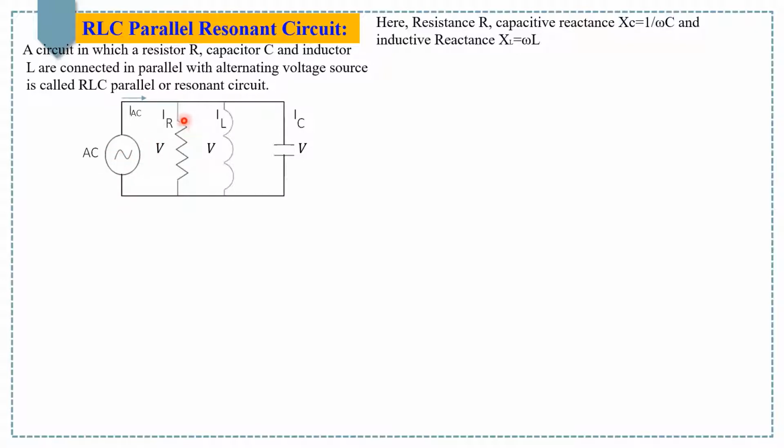In RLC series circuit, the current flowing through the R, L, and C remains the same. But in parallel circuit, the voltage across each element remains the same. Hence, the current is divided between elements depending on the impedance of each element. As the current flowing in R, L, and C are not in same phase to each other, they can't be added arithmetically. But the total current from the supply I_AC is equal to the vector sum of each element's current.